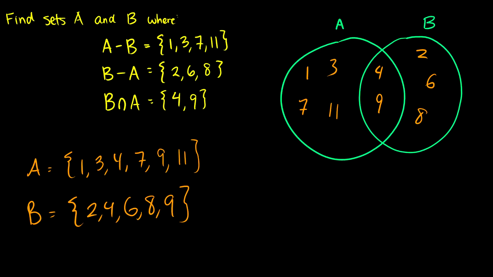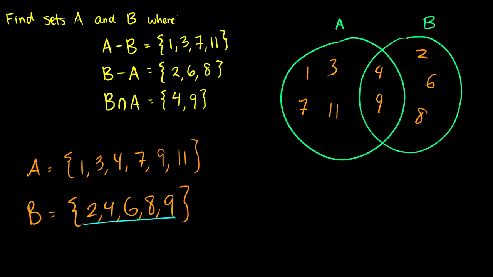Well, you know that B intersection A is 4 and 9, so 4 and 9 have to be in both sets. And we have B minus A, so that means that 2, 6, and 8 have to be in just B. So we put those in B, and then we end up with 2, 4, 6, 8, 9.